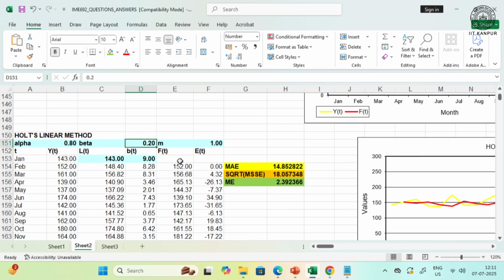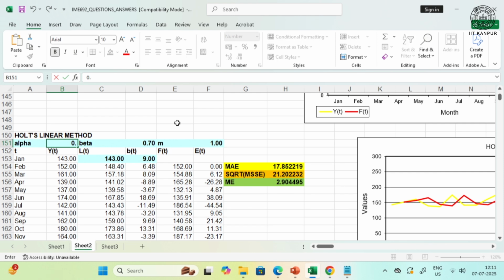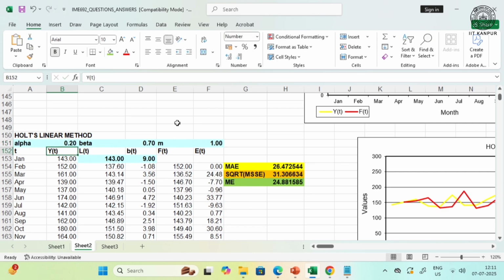If I change the value of beta to, say for example, 0.7, the corresponding values, if you see the yellow, orange and green, are changing to 17.8, 21.2 and 22.9. If I want to change alpha, make it low, 0.2, the values come out to be 26, 31, 41. I am not reading the decimal places. So, with this you can basically solve many types of problems.